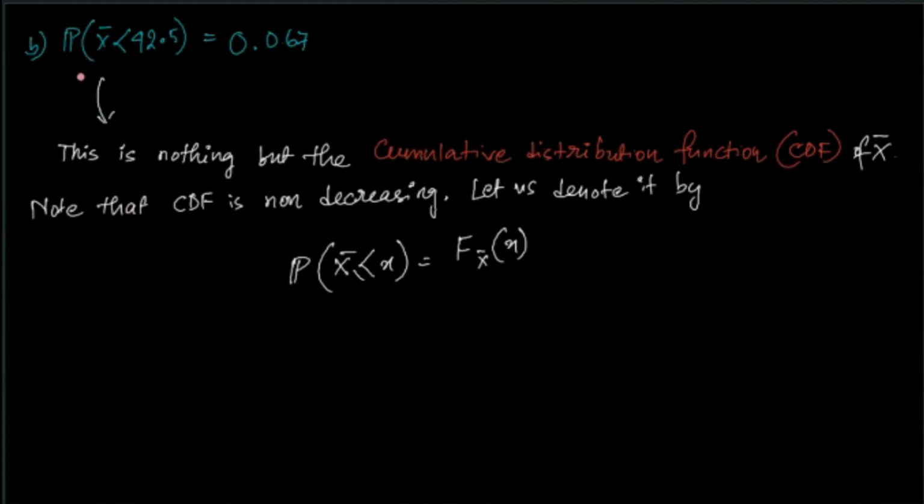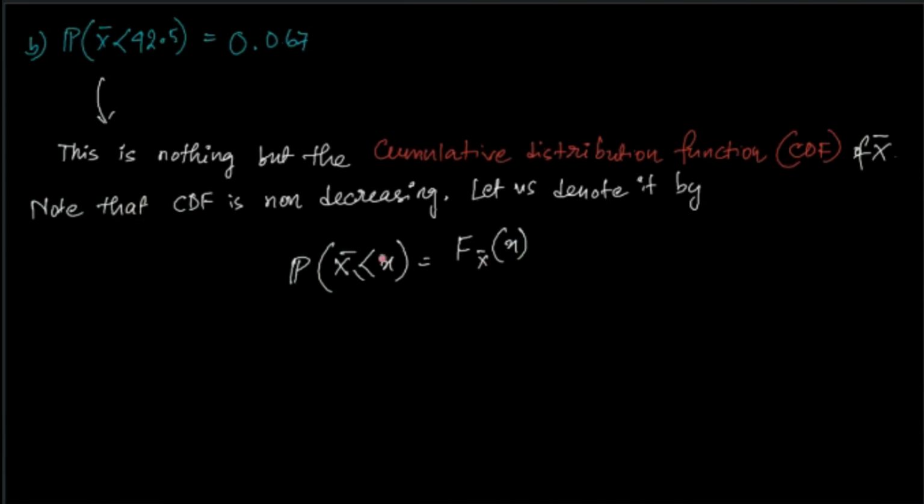Now, before we move on, first let's understand that this is nothing but the CDF of x bar. The CDF should be non-decreasing. One of the properties of a function being a CDF is that it is non-decreasing. Some others are that it is always positive and right continuous. So if the CDF is F of x bar at x, then it's nothing but the probability of x bar less than or equal to x. For continuous random variables, less than or equal to and less than really doesn't make any difference, because at the end of the day we are computing an integral.